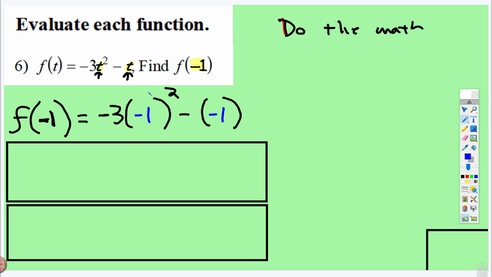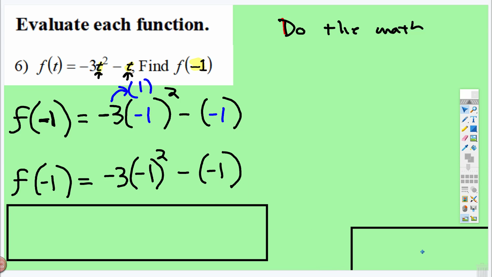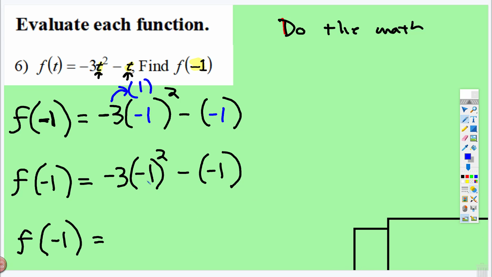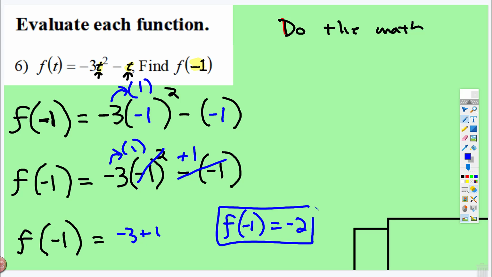-1 squared cancels to 1, and now -3, well, here, I think I simplified that further. I plugged in that -1, and now -1 squared is +1. -3 times +1 is -3, and subtract a negative becomes adding a +1. So f of -1 is equal to -2. That would be your final answer.